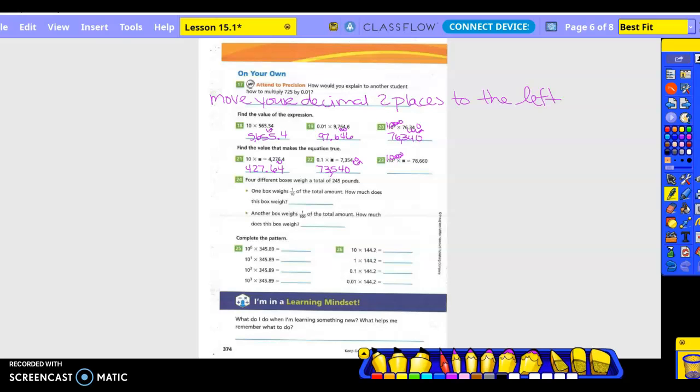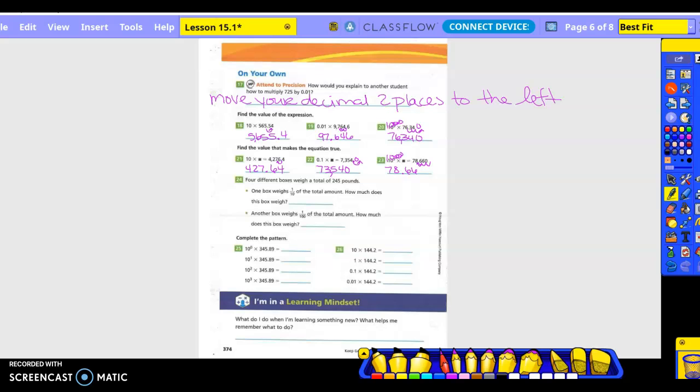Okay, next one. 10 to the third power is what? 1,000. Okay, so normally I'm multiplying by a whole number, so I would go to the right. This time now we're looking for the missing numbers, so I'm going to go the opposite way. So I'm going to go to the left. How many places? So 1, 2, 3. So 78.66. Now, can I put the 0? I could, but it's just holding a spot, right?